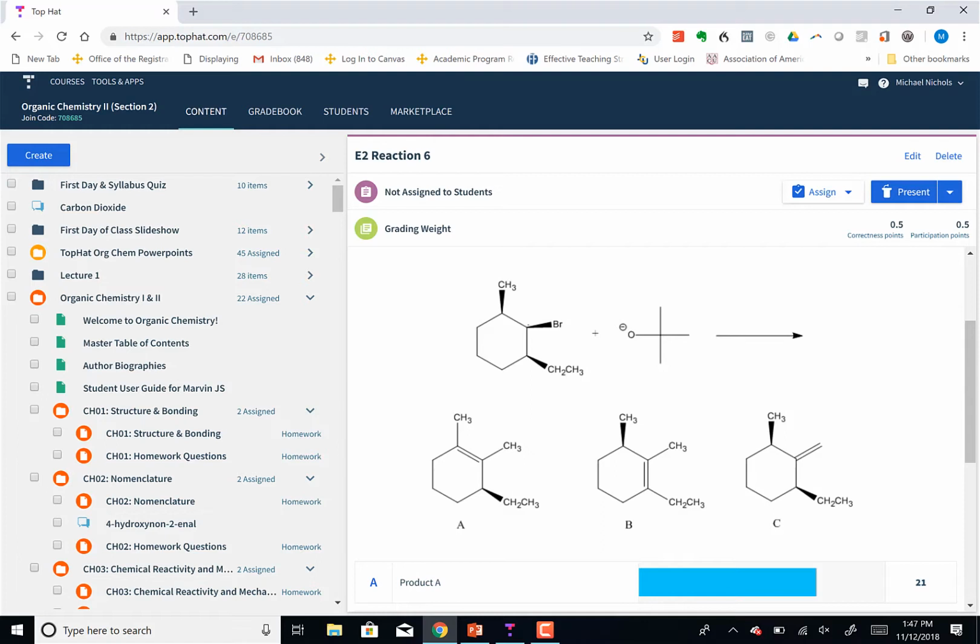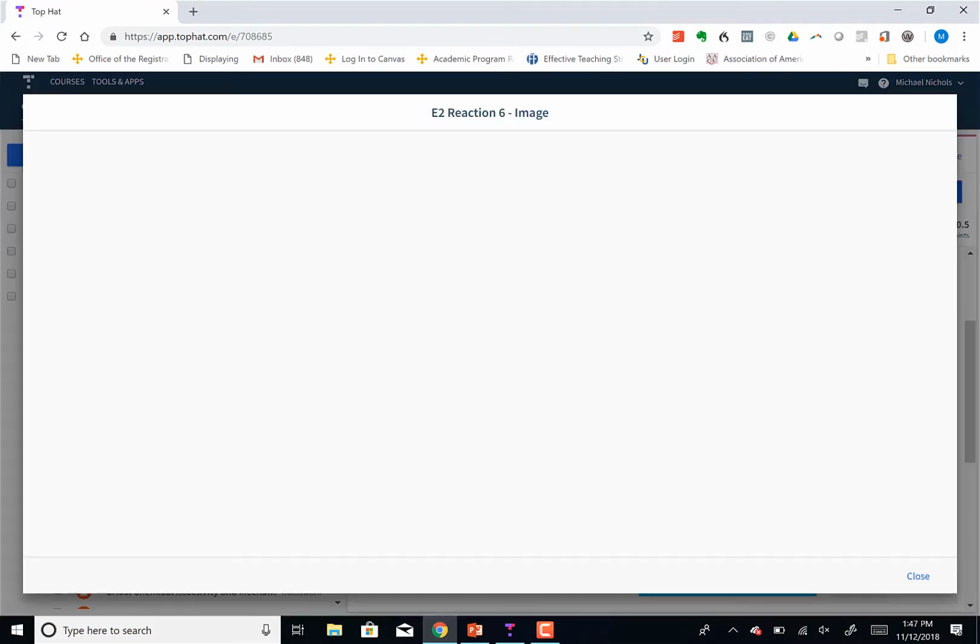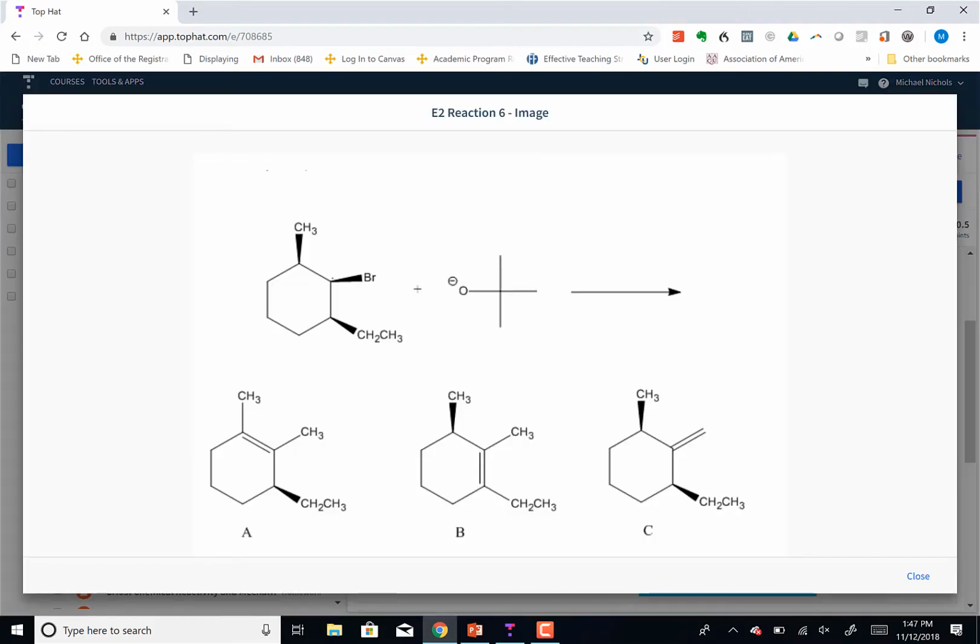Because actually none of those products would be formed. Because of the CH3. The CH3 should not be there. That CH3 should not be there. When I edited the problem, I took the CH3 away from the bromine, but I didn't take it out of the answers. So if the CH3 was not there, A would be the major product of the reaction.